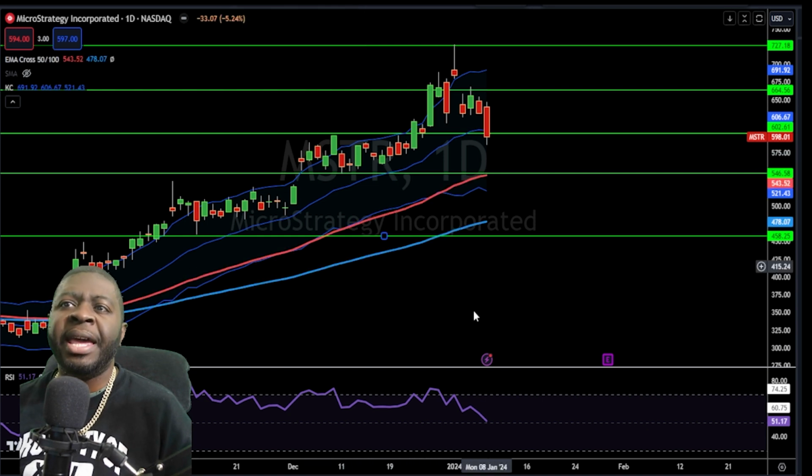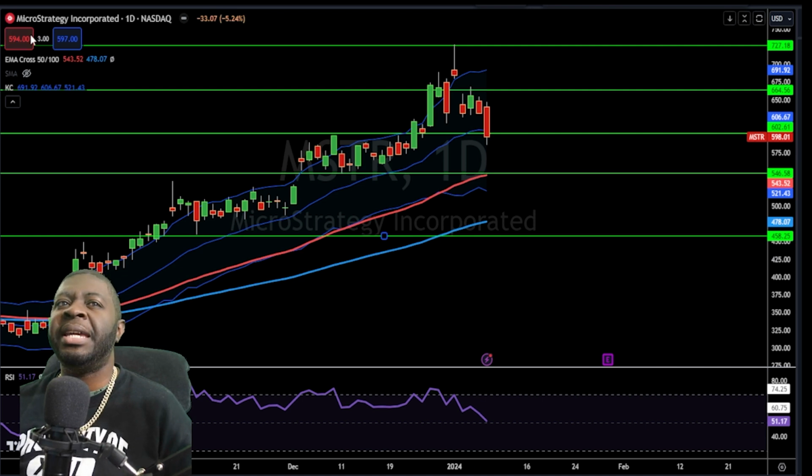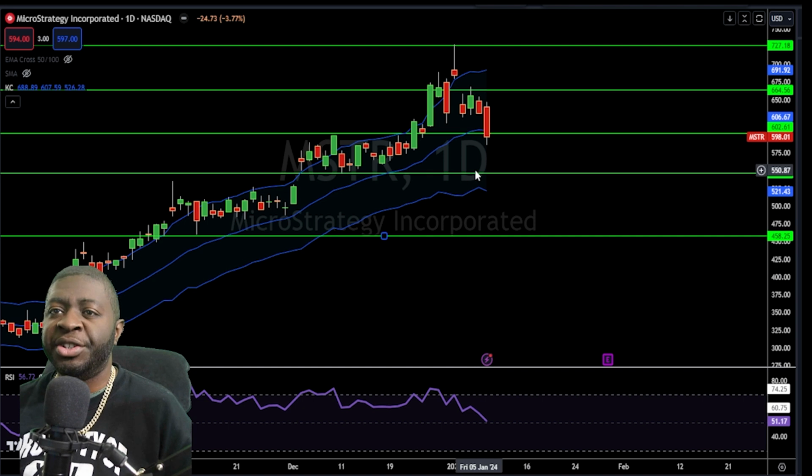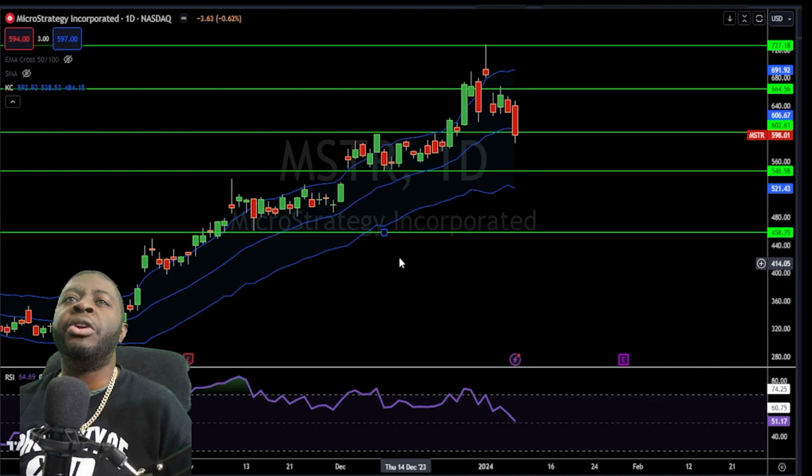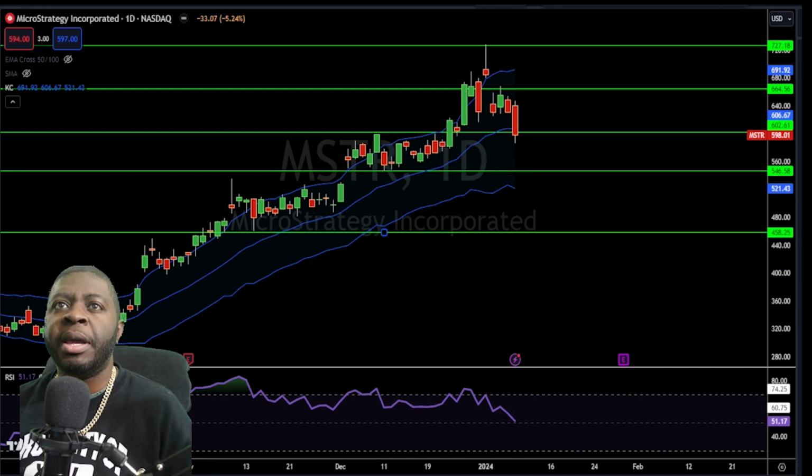As you can see here, that 100 EMA is about 470, 478 right now. So I'm going to look at price action that's well below $470 as where I would like to be able to be underneath this price action on MSTR.